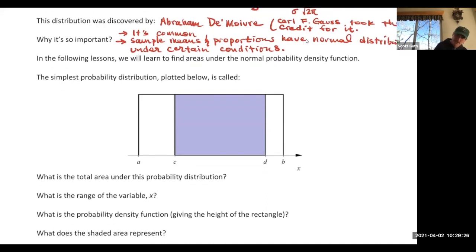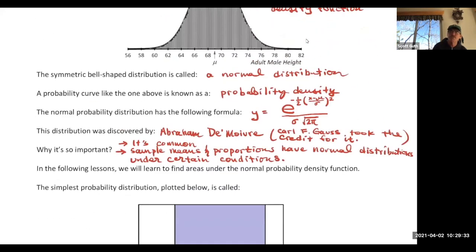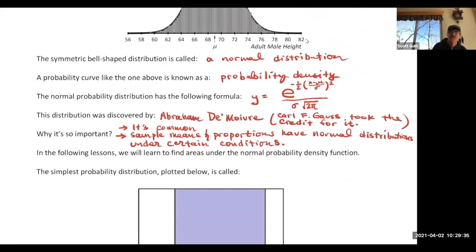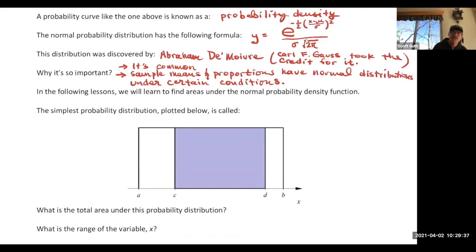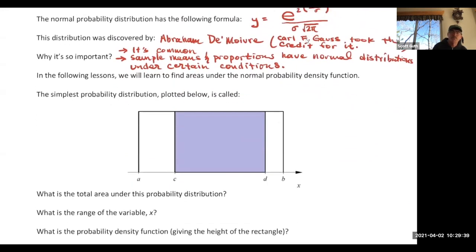Okay, so let's keep going. It says, in the following lessons, we'll learn to find areas under a normal probability density function. Remember, the curve is called the density function. Okay, so we're going to be able to find these areas. The areas are the probabilities.